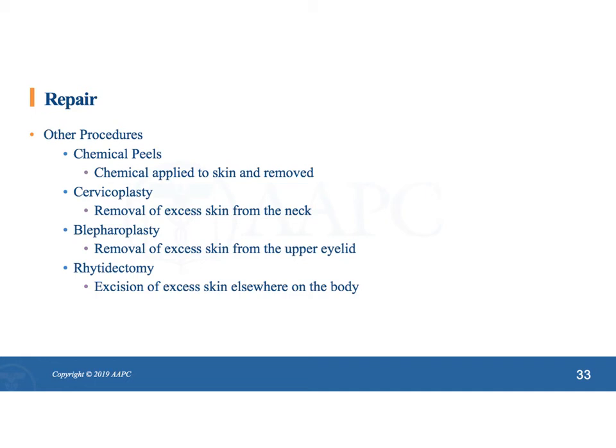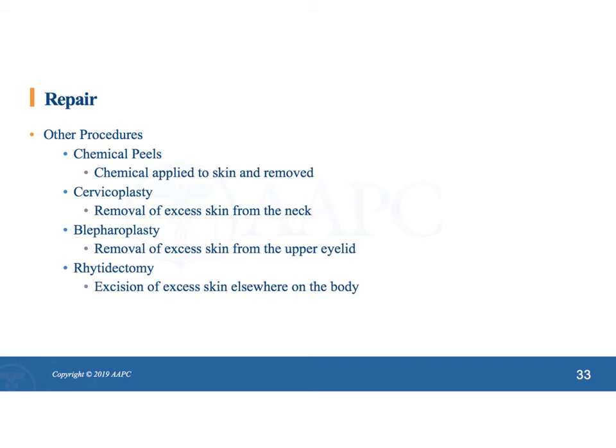Chemical peels are treatments in which a chemical is applied to the skin and then removed. This treatment is used for cosmetic purposes. The codes are divided according to whether the peel is facial or non-facial, and the depth of the peel, epidermal or dermal. A cervicoplasty is the surgical removal of excess skin from the neck, usually for cosmetic reasons. A blepharoplasty is the removal of excess skin from the upper eyelid.